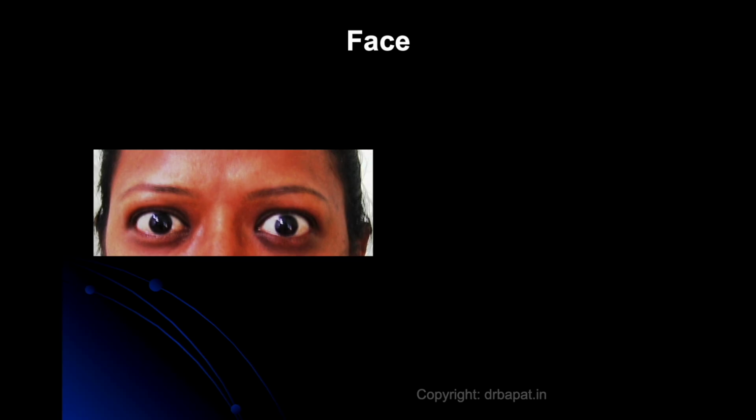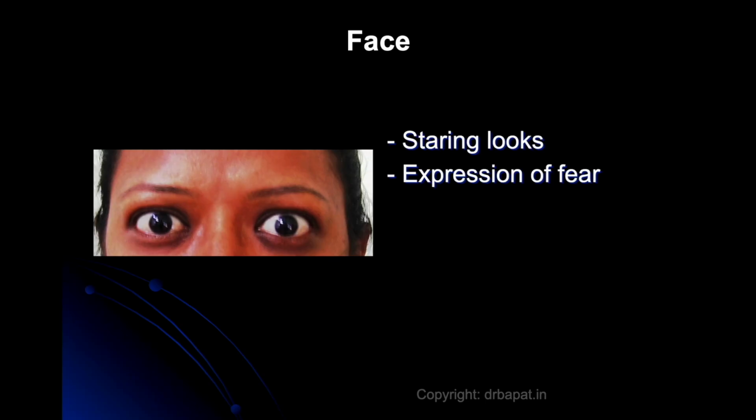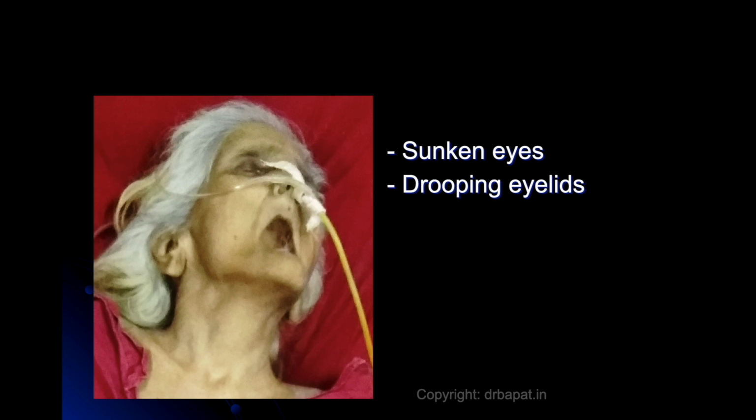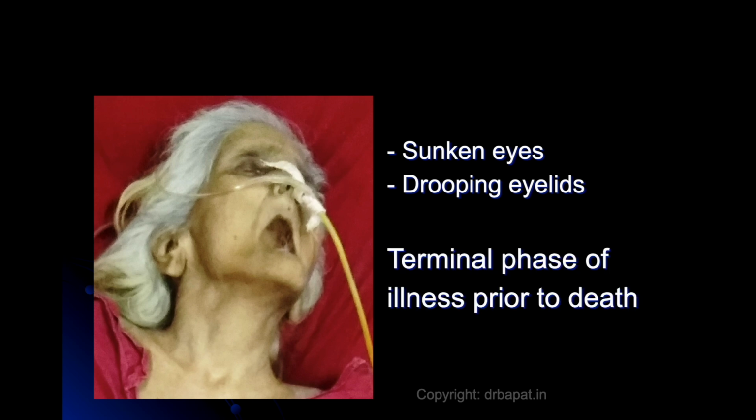Staring look due to retraction of upper eyelid and expression of fear due to exophthalmos is seen in hyperthyroidism, specifically due to Graves' disease. Sunken eyes, drooping eyelids are seen in the terminal phase of illness prior to death.